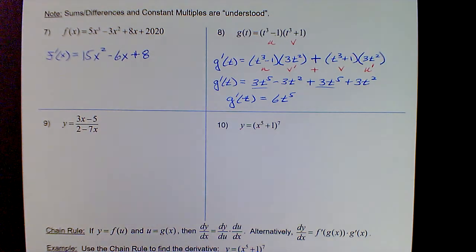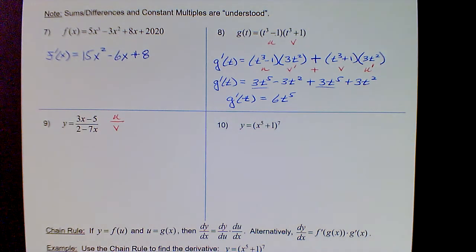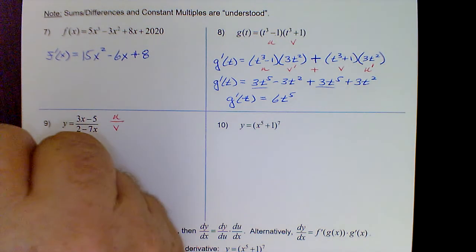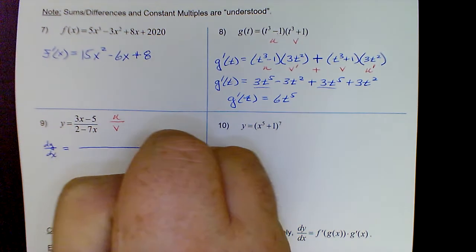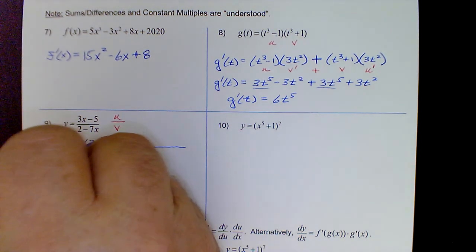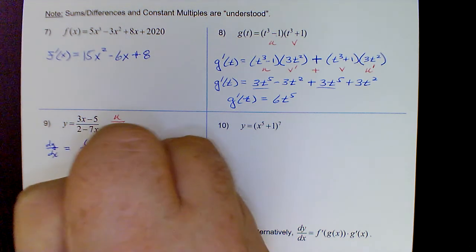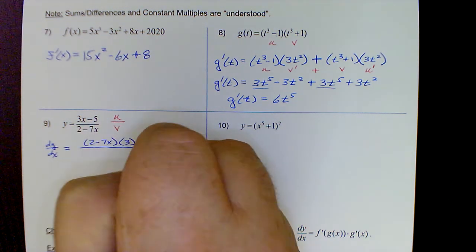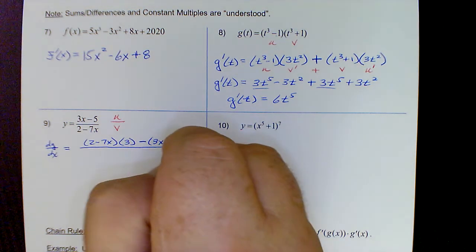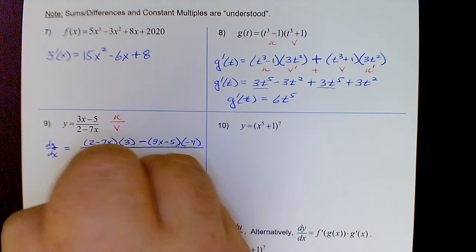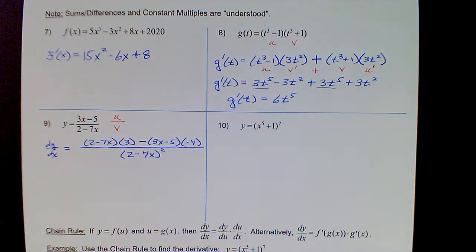Obviously a quotient. Treat it as U over V, and perform the quotient rule. I'm going to say dy dx. You could say y prime if you like. It is a fraction, and we start with the denominator, 2 minus 7x. Derivative of the numerator, 3. Minus numerator, a binomial quantity, 3x minus 5, times the derivative of the denominator. Be careful here, that's negative 7. And that's all over that denominator, 2 minus 7x as a quantity squared.